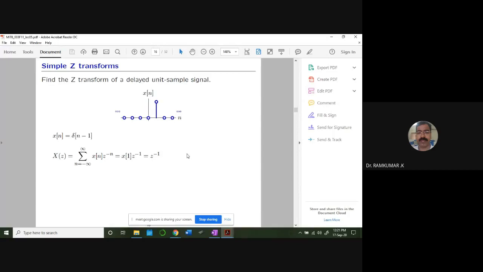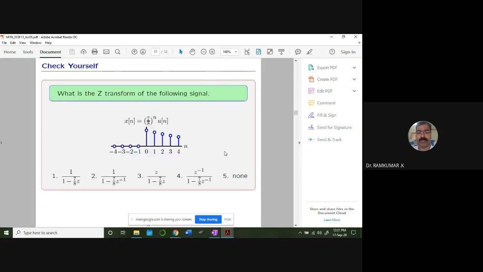This is a signal, so we got it. What does the time shifted version look like? When I take the impulse and time shift it, the signal exists at 1, so we get x of 1 z power minus 1, which is z power minus 1. So clearly you can see the time delay can be represented by z power minus 1, which is one delay.